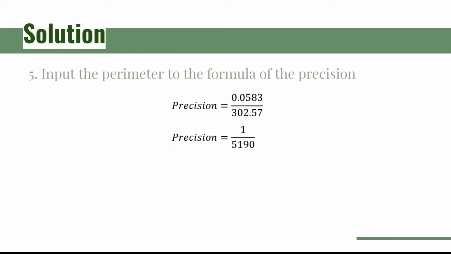Next step is to input the perimeter to the formula of the precision. So remember, the formula for the precision or relative error equals error of closure over the perimeter of all courses. So precision equals 0.0583 over 300.57, which equals 1 over 5,190.